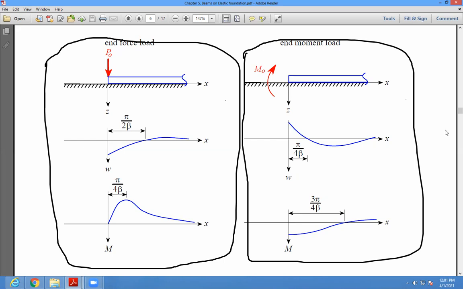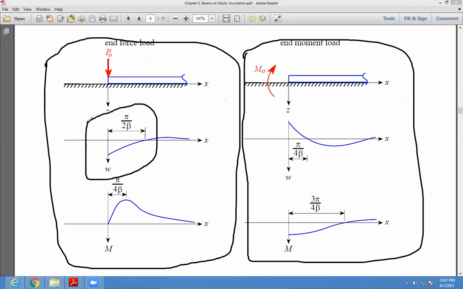By putting the value of x from x equal to 0 to x equal to infinity, at somewhere you get the value maximum, at somewhere you get the value 0. So for deflection, deflection is equal to 0 when x equal to pi by 2 beta, and moment is maximum at x equal to pi by 4 beta.